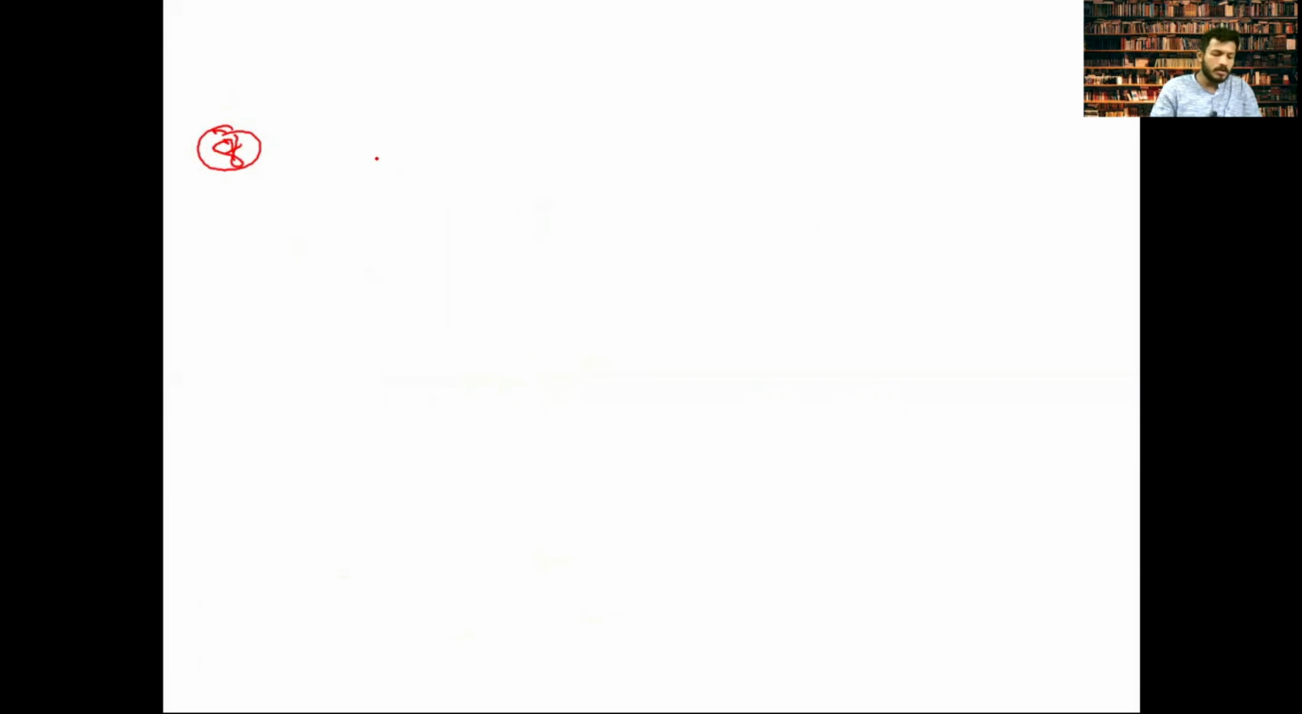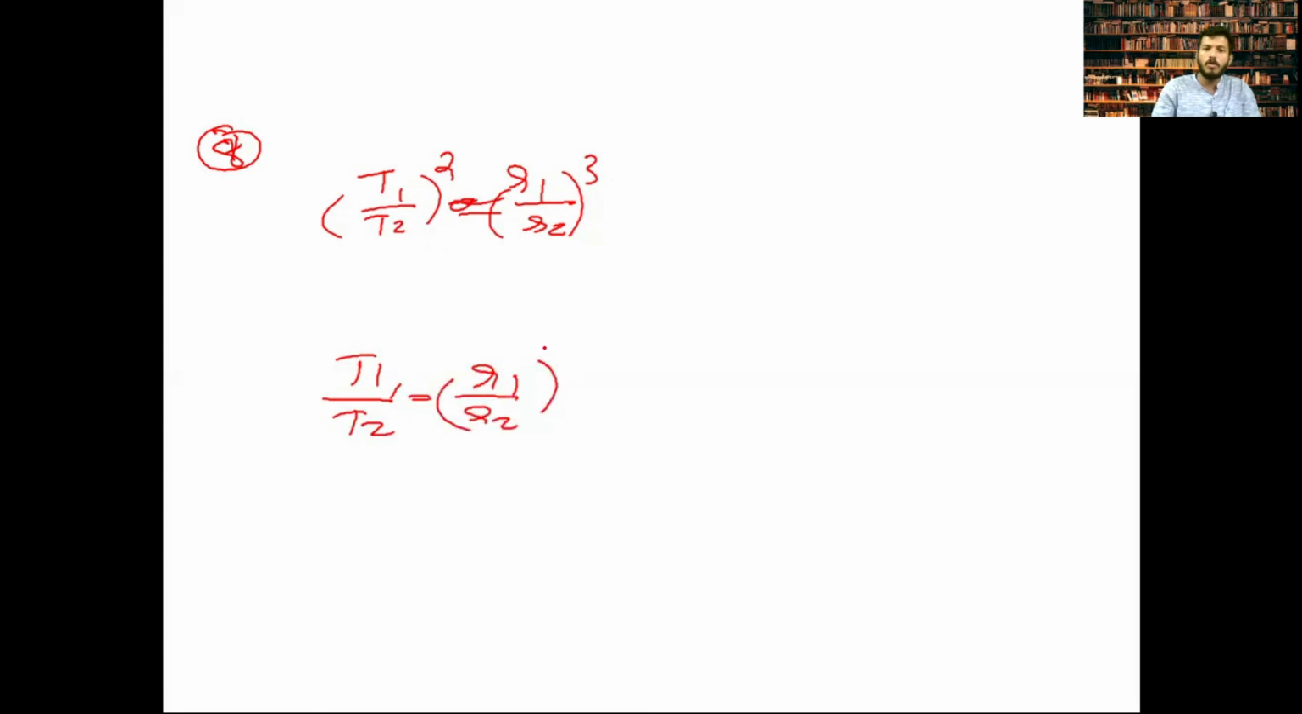You can read the question. Okay. Question number 8. If the Earth is 1/4 of the present distance from the Sun, the duration of the year will be changed to what duration of year? T1 by T2, the whole square is proportional to R1 by R2, the whole cube. T1 by T2 equal to R1 by R2 whole raised to 3 by 2.